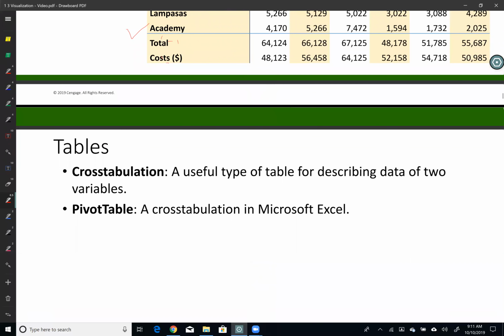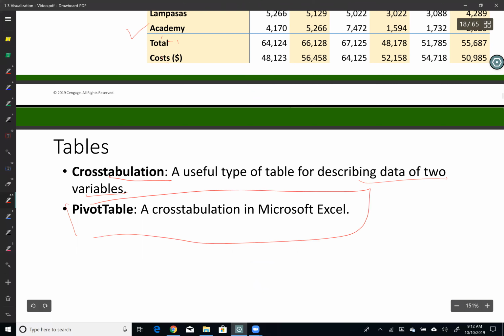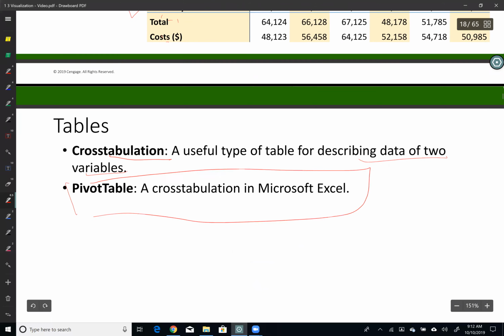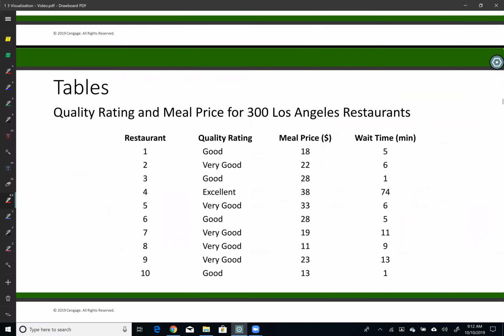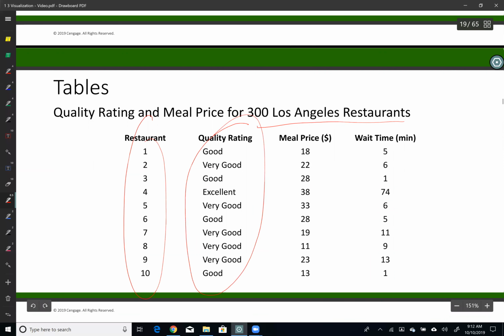So let's talk about cross tabulation. It's a useful type of table for describing data for 2 variables, and in Excel, we can do cross tabulation using Microsoft Excel. So here is an example of data for quality rating and meal price for 300 Los Angeles restaurants. You can see the restaurant numbers in the first column. You can see their quality rating: good, very good, excellent, and so on. You can see their meal price and wait time.